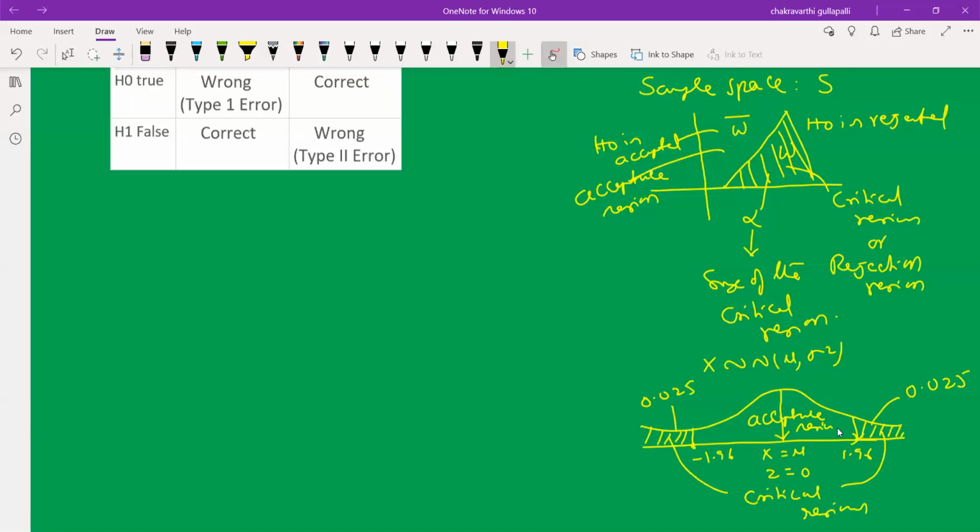For the statistic value, a statistic means a function of sample observations based on one formula, one particular method. We have to calculate the statistic T. If it falls in this area, your H0 is accepted. This is called W, and here also is W. This is W bar. If your statistic value falls in this W, reject the null hypothesis. If it falls in W bar, accept the H0. That is very, very important.